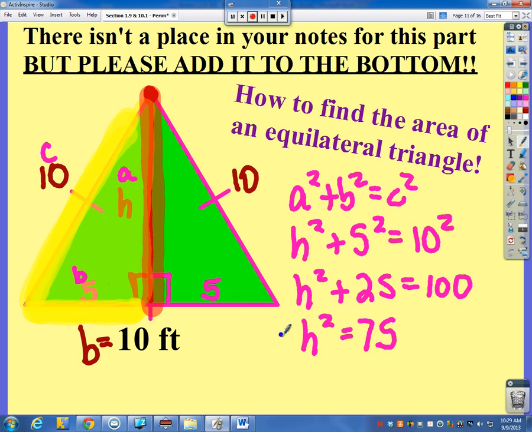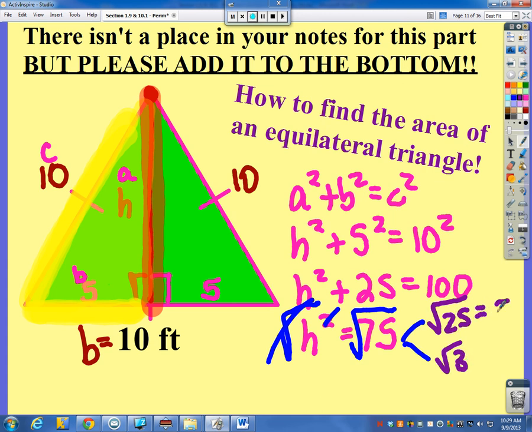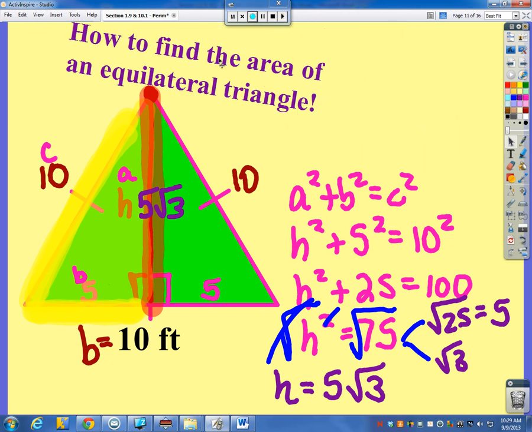To get rid of the square, I'm going to square root both sides. And now to simplify the square root of 75, I could do 25 and 3. The square root of 25 is 5. So the height simplified would be 5 root 3. So now I can write that value in. There's 5 root 3. Throw this up, throw this over here.